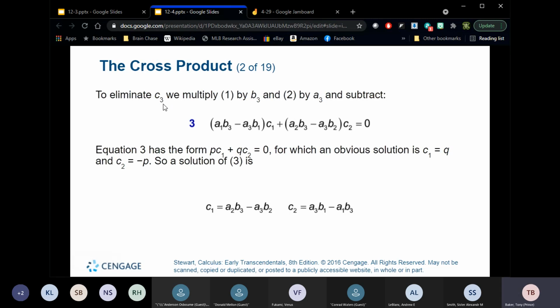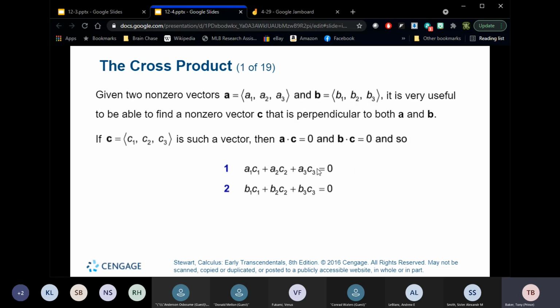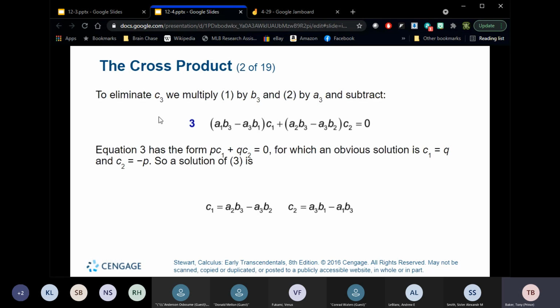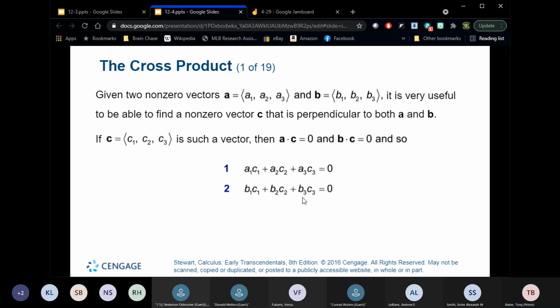So we can eliminate the C3. And we multiply. Basically what they're doing is trying to get rid of those, so this way we can get rid of the C term. And we're going to be able to come up with our vectors for it. So the first thing they do is to eliminate C3, we multiply the first part by B3, and the second part by A3. So that's going to give me my eliminating that last piece there.